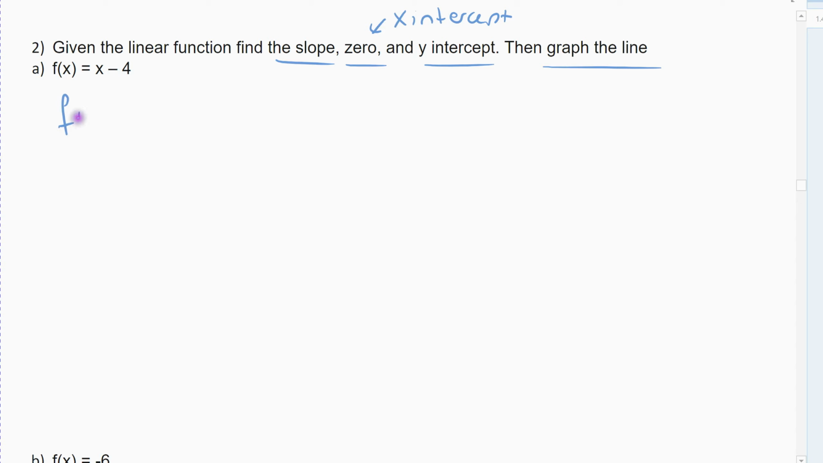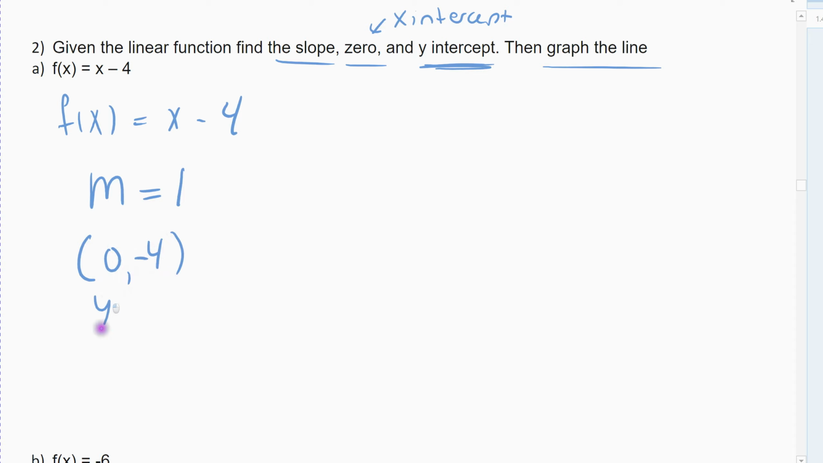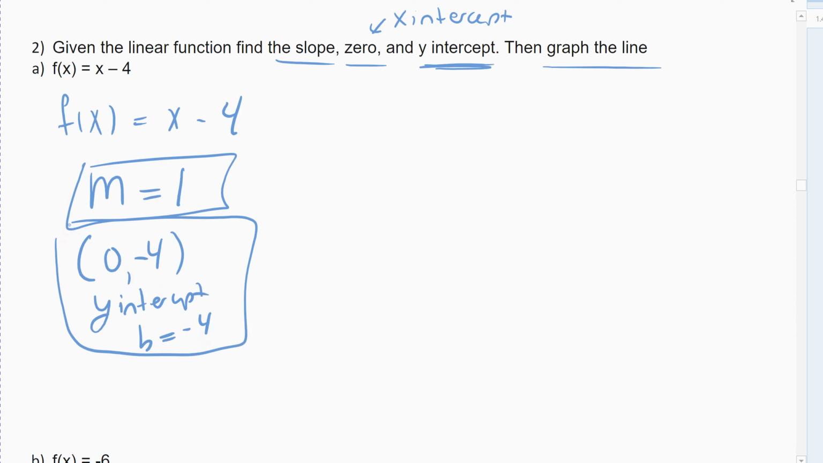This is f of x equals x minus 4. In front of the x, it's understood that there's a 1 there, so my slope is 1. The negative 4, well, that's my b, that's my y-intercept. So I have the y-intercept (0, -4). All right, so I have the slope, I have the y-intercept. The only thing left for me to find is my 0, and then graph it.